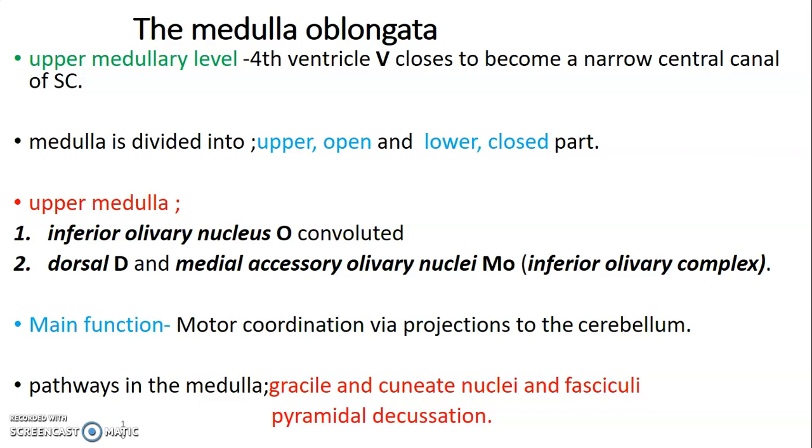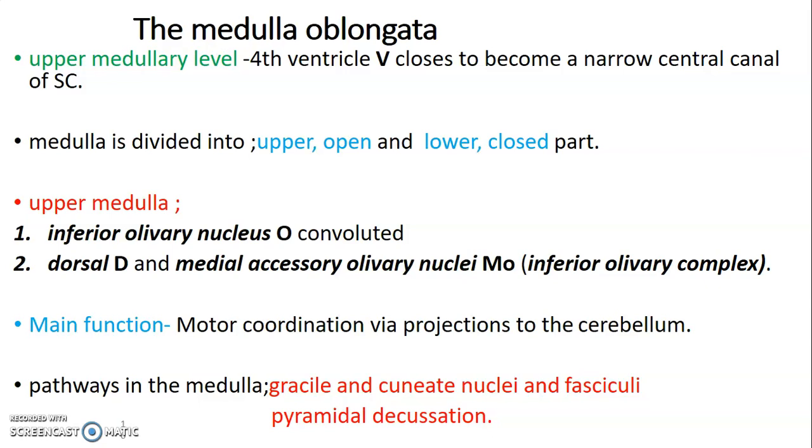Then on its dorsal aspect, you'll see the dorsal accessory olivary nuclei, and on its medial aspect, you see a medial accessory olivary nucleus. What's the main function of the olivary nucleus? It helps to coordinate motor aspects because it gives projections to the cerebellum. Okay, so then in the medulla, we also have gracile and cuneate nuclei, as well as the fasciculus gracilis and fasciculus cuneatus.